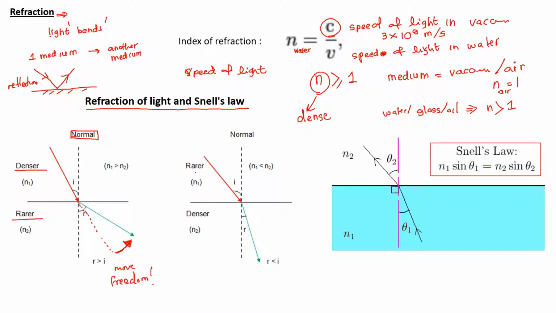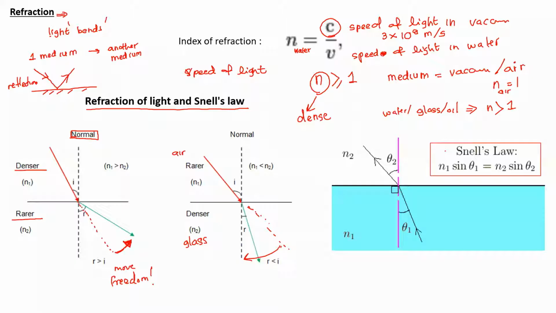If it's the other way, light goes from a rarer medium, something like air, to glass. The initial path was something like this. In glass, there is less freedom, so your light ray bends towards the normal. This is your new light ray. So in general, now you know whether it bends towards or away from the normal. And there is an equation connecting all of these things.